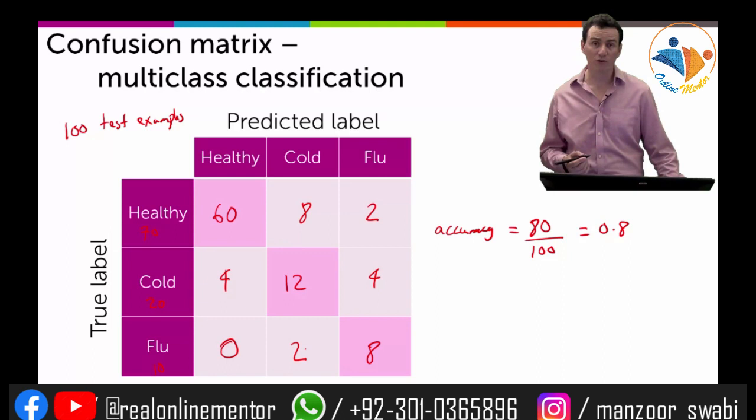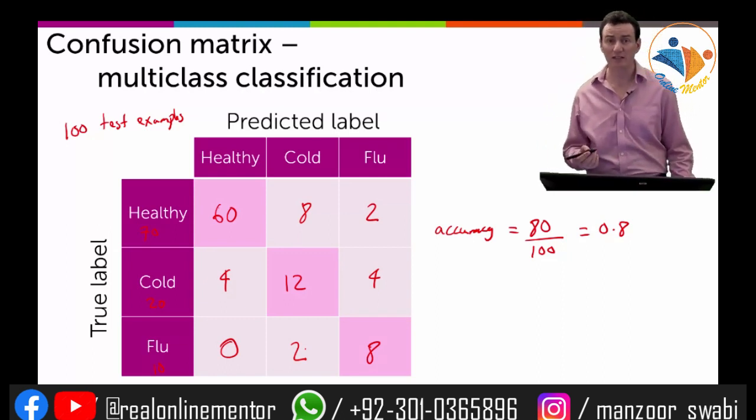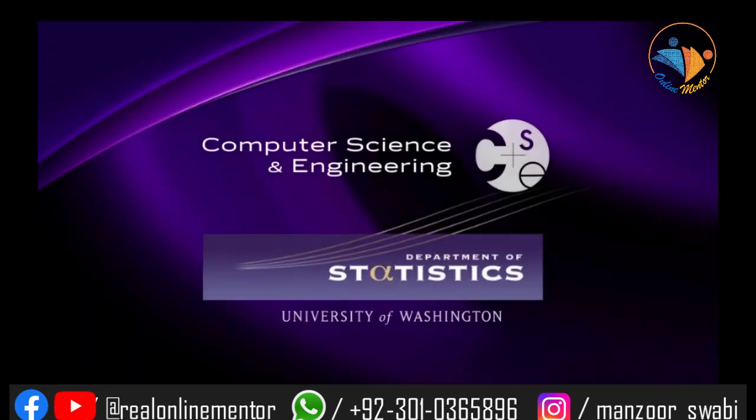So this is an example of a confusion matrix. We can really understand the types of mistakes being made, and we can interpret those. And this is a really important thing to do in classification.